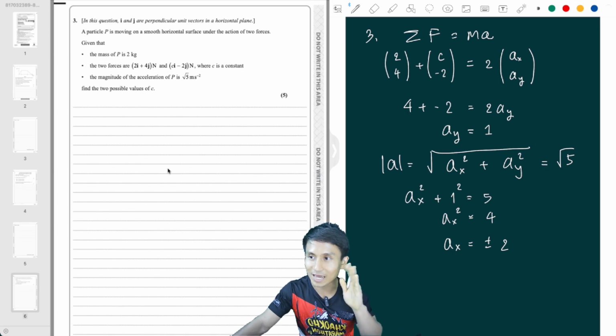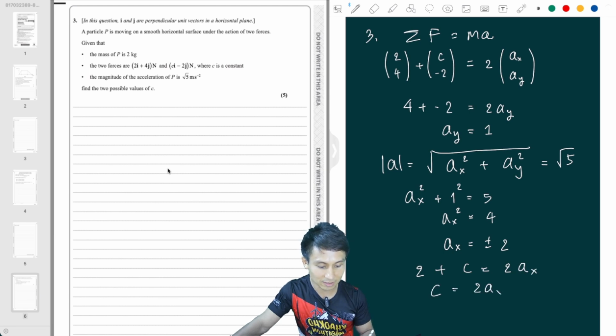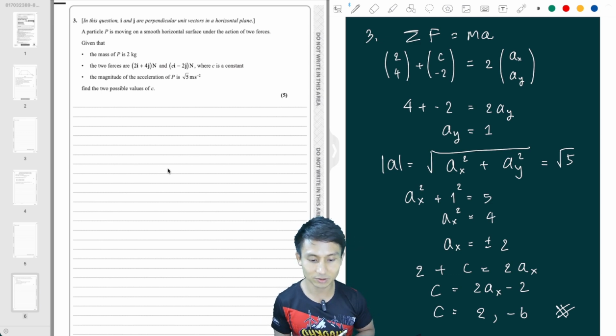So if you only look at the x component, 2 plus c equals 2ax again. So c would have to be equal to 2ax minus 2. So if we plug 2 values of ax in, we get 2 values of c. Plugging 2 in, we get 2 times 2 is 4, 4 minus 2 is 2. Plug the second value in, minus 2: 2 times minus 2 is minus 4, minus 2 is minus 6. So it's 2 or minus 6. That's it. Okay, so that's done for number 3.